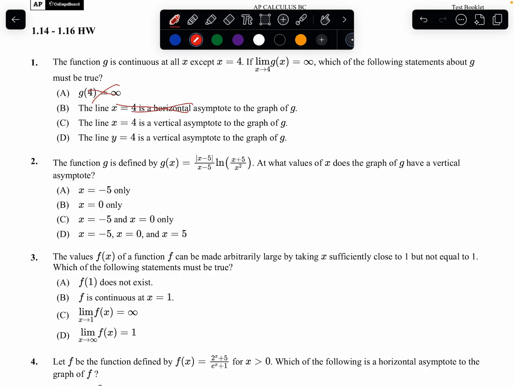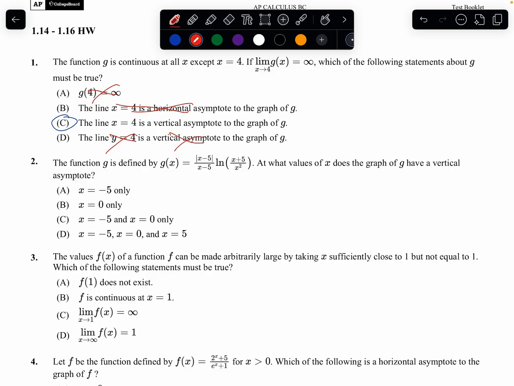It's a vertical asymptote at x equals 4. Yep. Sorry, no, y equals, no. Vertical asymptote at x equals 4. Yes, I was right. It can't be a vertical asymptote at y equals 4. That doesn't make any sense.